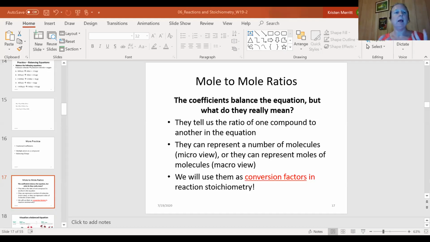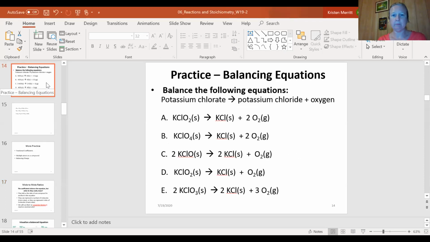All right, so our balanced equation, let's see if I can go back and find one. So I think it's this one down here that is balanced. When it's properly balanced, you see the number of moles of each molecule or compound in your reaction. And you can use those molar ratios. 2 moles of potassium chlorate generates 2 moles of potassium chloride and 3 moles of oxygen gas.